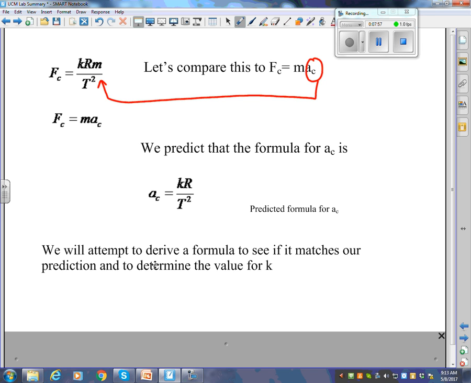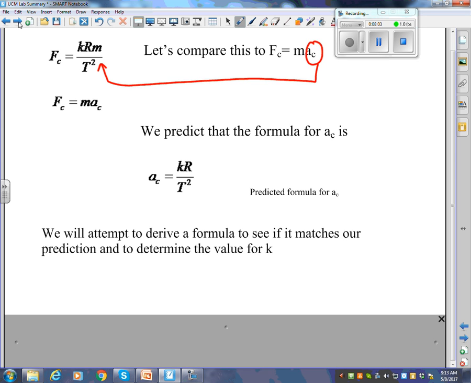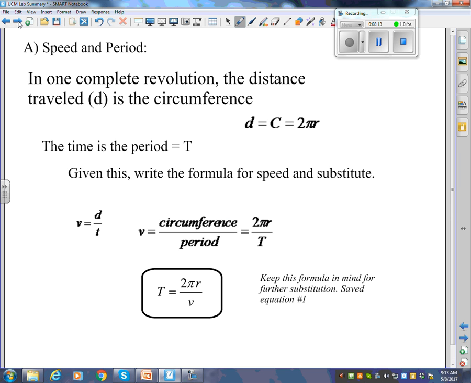We're going to attempt to derive a formula to see if it matches our prediction, and we will determine the value for k. All right, I can sense the apprehension and the excitement in the air on this Monday morning. All right. I'm not going to say you have to write it down. You might want to do like a synopsis of stuff.